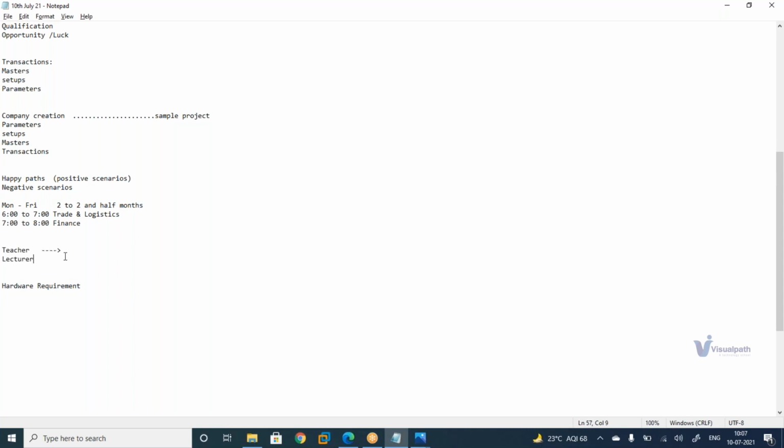Anyone? Teacher is up to 10th standard, we'll call it teacher. From intermediate onwards, it is lecturer. A teacher will verify whether you are learning or not, and will sometimes give some kind of punishment, and will recheck whether you have learned or not. Whereas a lecturer will keep on speaking.